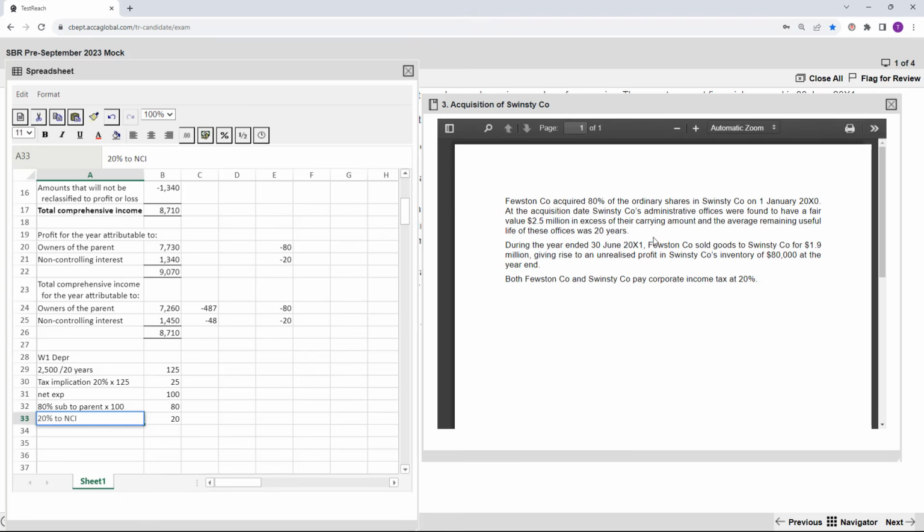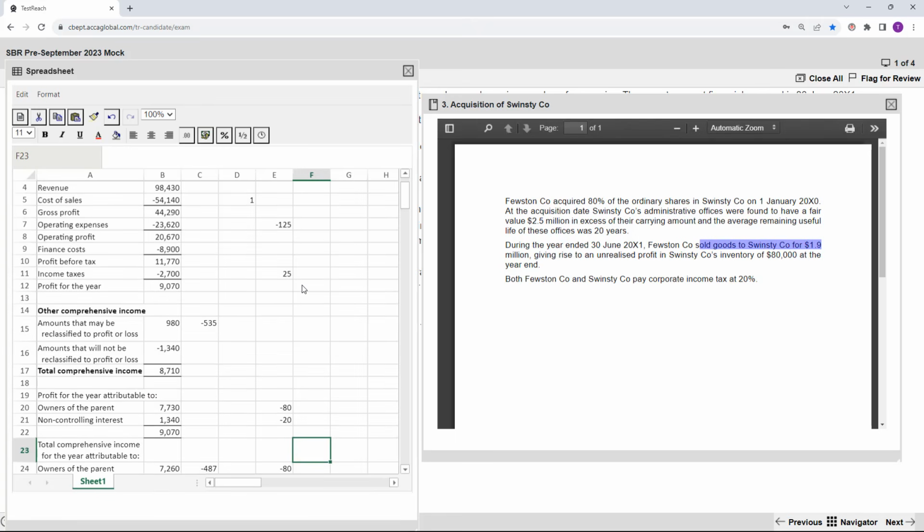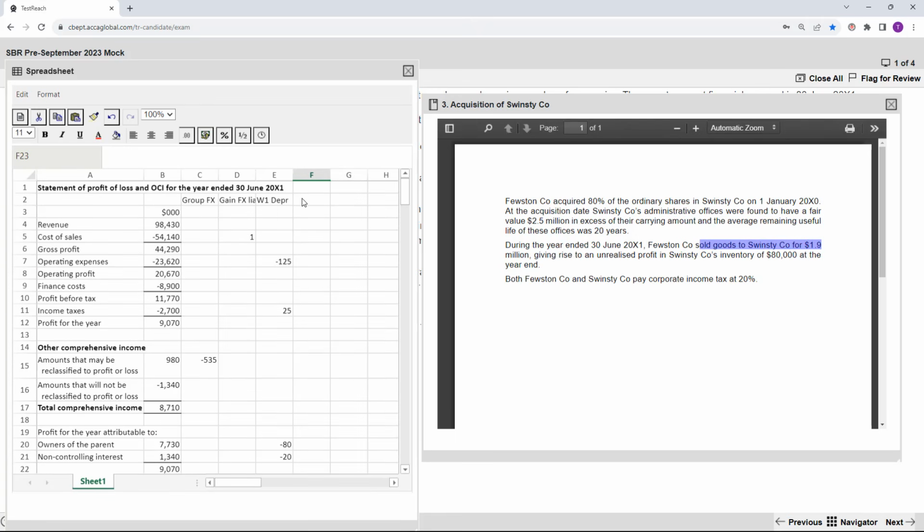And we also have an intercompany sale here of 1.9 million. There's no written explanation, but the single entity concept applies. You've got to remove the intercompany sale here, and you've got to remove the intercompany purchase here. So who is the selling company? Fewston. The parent company is selling to the sub.